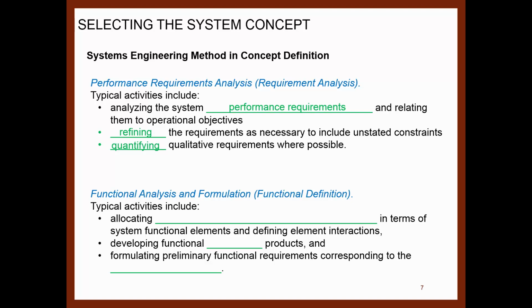As part of the functional analysis and formulation, typical activities include allocating subsystem functions to the component level. As I mentioned on the previous slide, we are going into that level of the hierarchy of the system design in terms of system functional elements and defining element interactions, developing functional architectural products, and formulating preliminary functional requirements corresponding to the assigned functions.